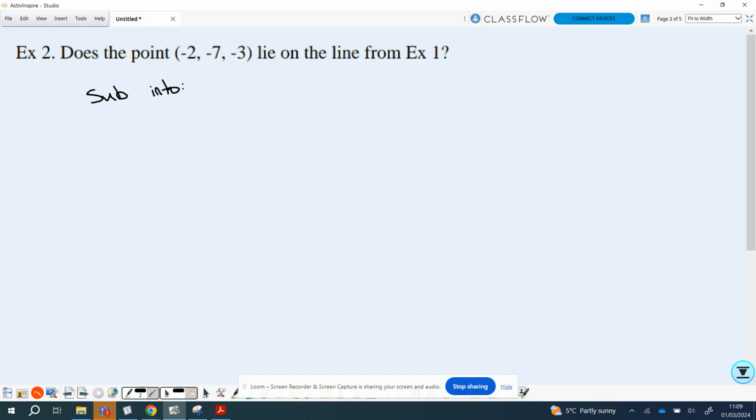into the symmetric equation that we got, which is x minus 1 over 3, which equals y plus 2 over 5, and that equals z minus 8 over 11, which all equals some parameter t. I'm just writing this down again. So that was the equation that we found from example 1. So what we're going to do is substitute our coordinate x, y, and z into these three fractions and check that we get the same value because they should all equal each other.